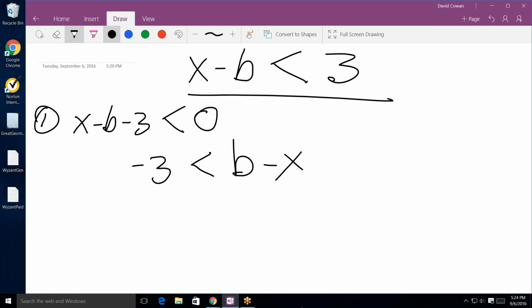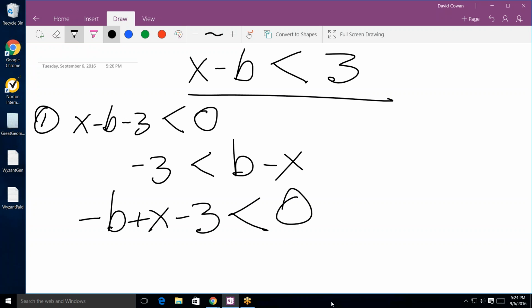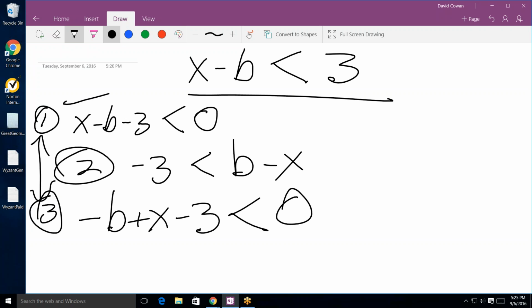Right. Well, let's bring both the b and the x to the left. So that means minus b plus x minus 3 is less than 0, right? In other words, taking that number 2 and merely manipulating it. Well, is that the same as that? Actually, it is. The sign on the x term is the same. The sign on the b term is the same. And the sign on the 3 is the same. So this one is the same as 1, and that's the same as your original.